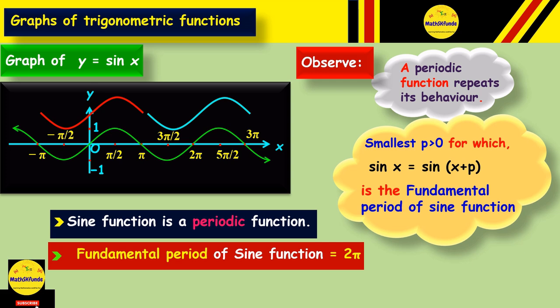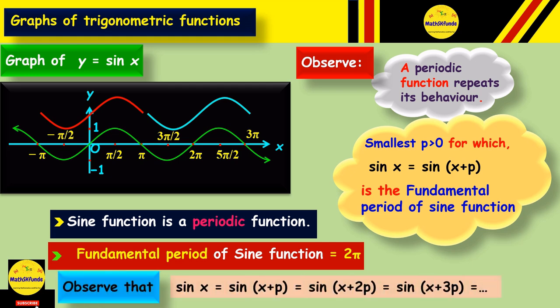Now some of you may draw the picture or the graph further, and you may realize that after interval length 4 pi also the function repeats its behavior. But then 4 pi in that case would be called just a period, not the fundamental period. So in general, the result can be sine x equal to sine of x plus p equal to sine of x plus 2p equal to sine of x plus 3p and so on. And p is the fundamental period.